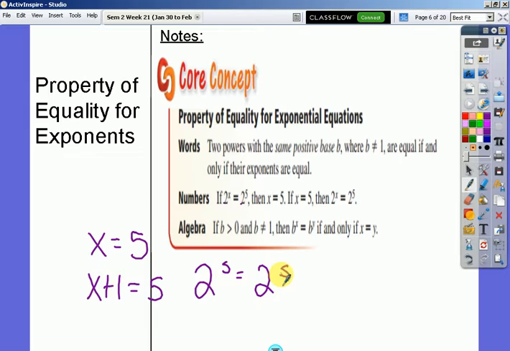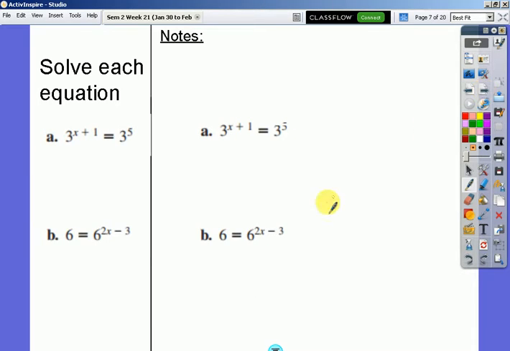It says that if b is greater than 0 and b cannot equal 1, then b to the x equals b to the y, if and only if x equals y. So they're just setting the exponents equal. Again, if we have the same base. We can't just do that willy-nilly. We have to have the same base. Okay, we're going to look at a couple examples.